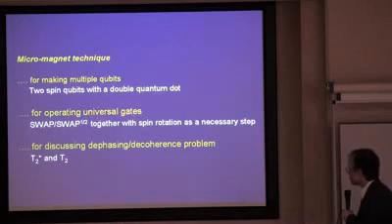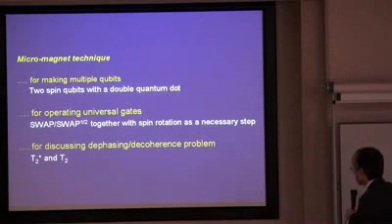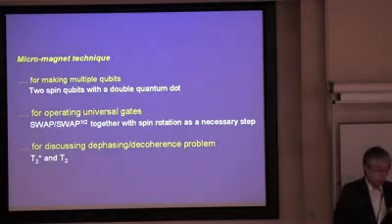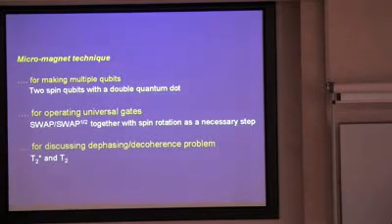We have not just succeeded, but we have already succeeded in operating the swap and the square swap, root swap gates, together with the spin rotation as a necessary step for making universal gates. And then we also discussed the phasing of the coherence problem measured for these spin qubits.